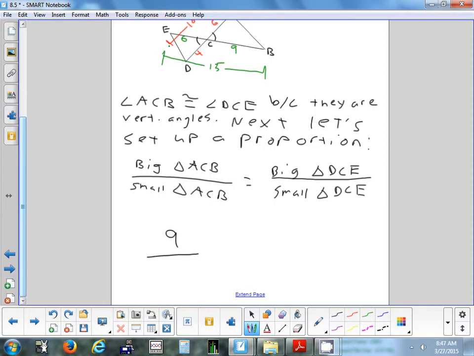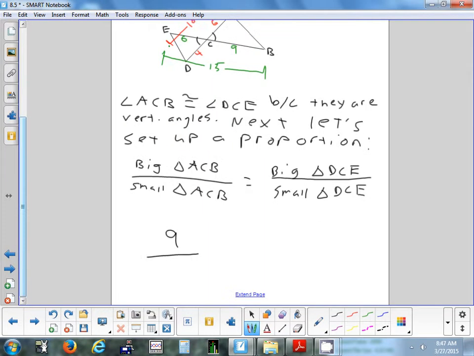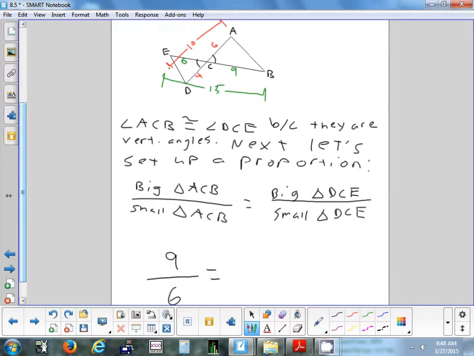Okay, in triangle ACB, what about the smaller side? 4. In triangle ACB? 6. Okay, 6 is the smaller. So we're hoping for something that comes out in a ratio of 3 to 2 when we reduce it. Okay, what's the big side in triangle DCE? Katrina? 6. Yep, the bigger side is 6 over the smaller side is 4.